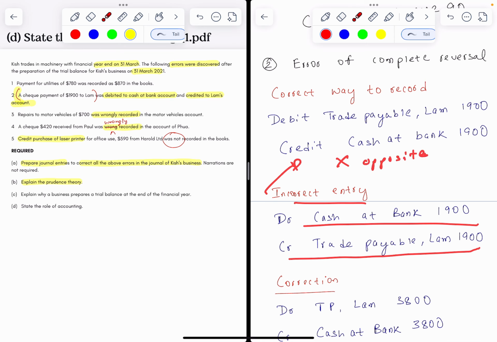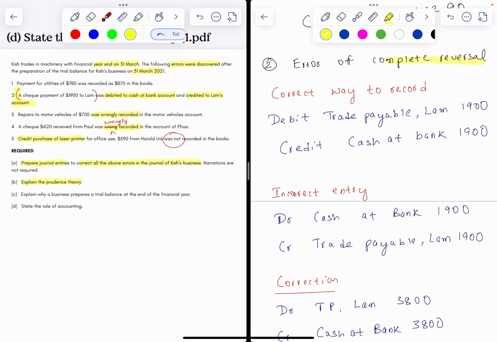So in these cases, when you've done the exact opposite of what you should have done, that is what we classify as an error of complete reversal, where the entries have been completely reversed. As you can see in this case, the debit was recorded as a credit and the credit was recorded as a debit. So how do we correct this?